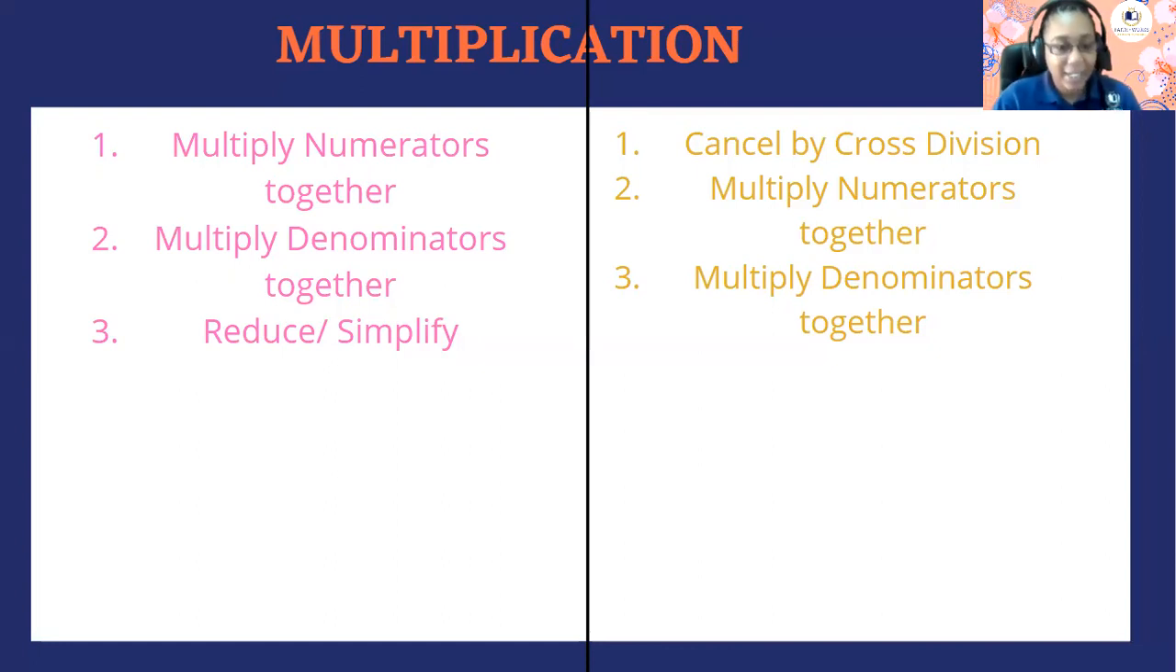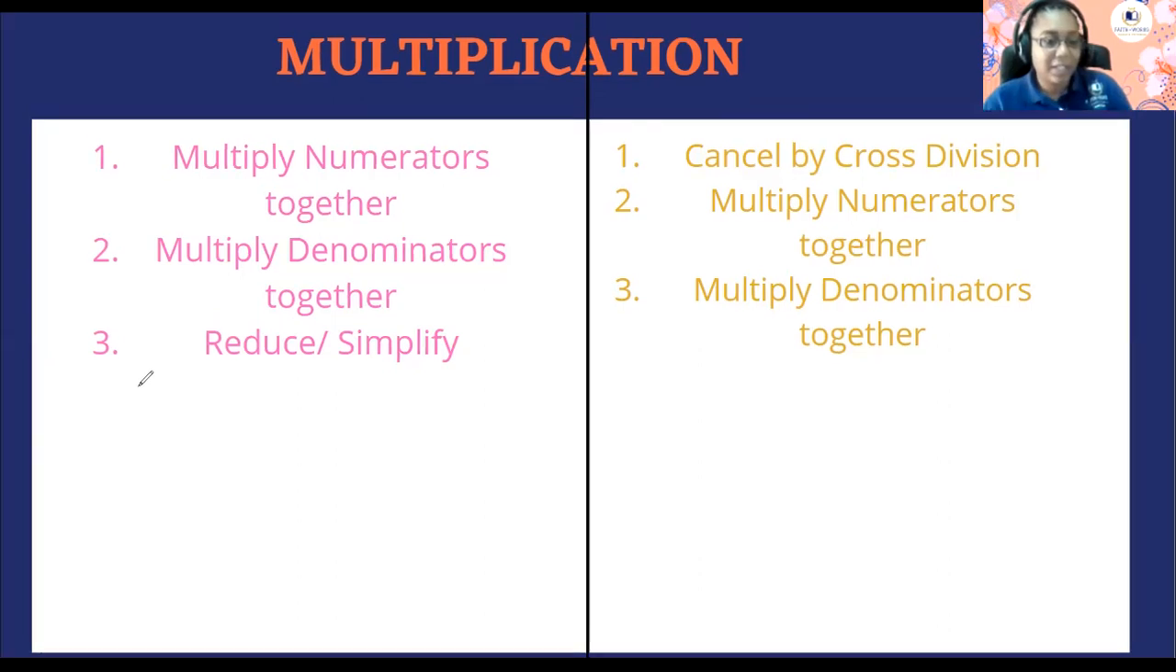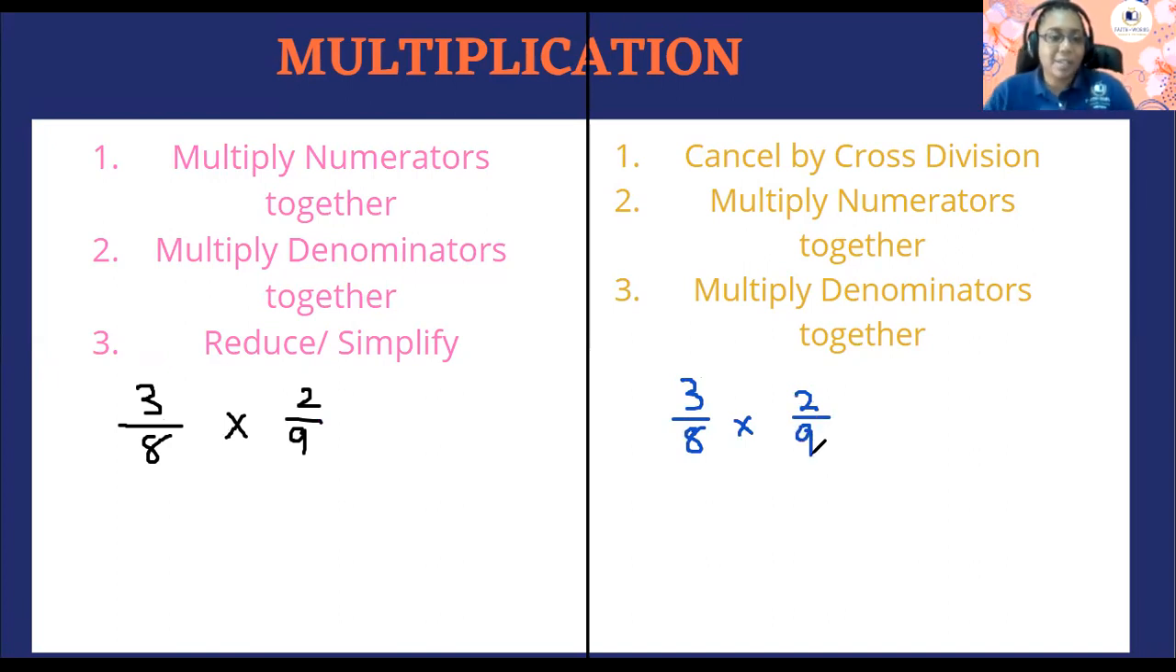All right, so we're going to use the exact same example. The sum is 3/8 multiplied by 2/9. And on this side, we're putting it here as well. Let's look at the left side of the screen. That's the pink writing. I'm going to read through the rules. Step one, we multiply the numerators together. Step two, multiply the denominators together. Step three, reduce or simplify. I think we can do these together.